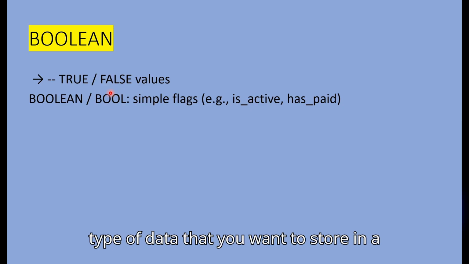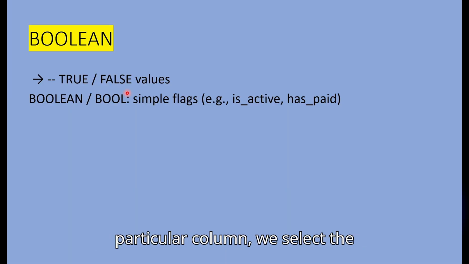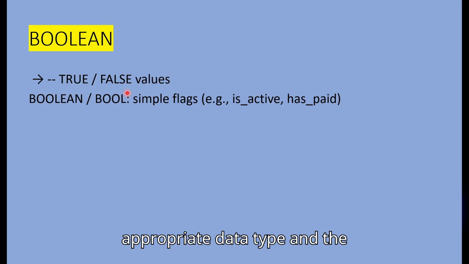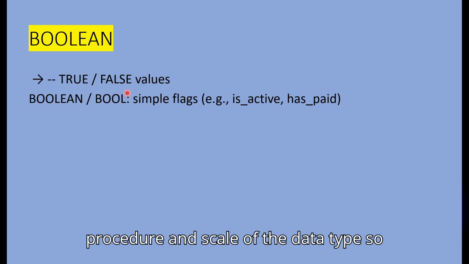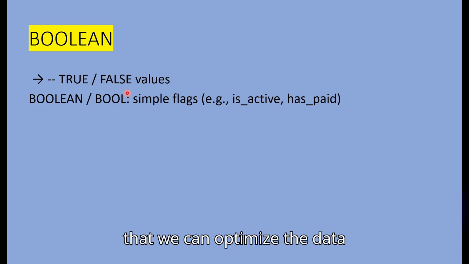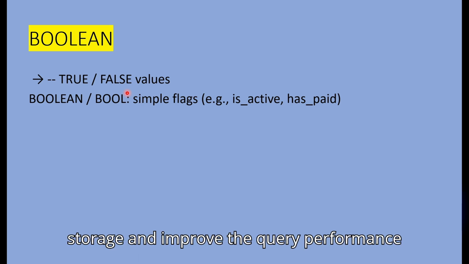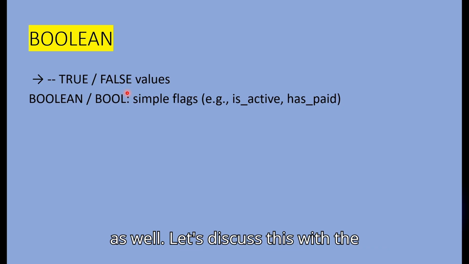So based on the type of data that we want to store in a particular column, we select the appropriate data type, the right size of the data type, and the precision and scale of the data type, so that we can optimize the data storage and improve the query performance as well.